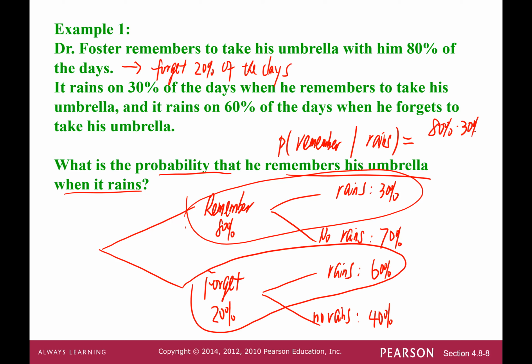It rains, but he remembers to bring it. It rains, remembers to bring it. Also, it rains, but he forgets to bring it. So it's 20% times 60%.